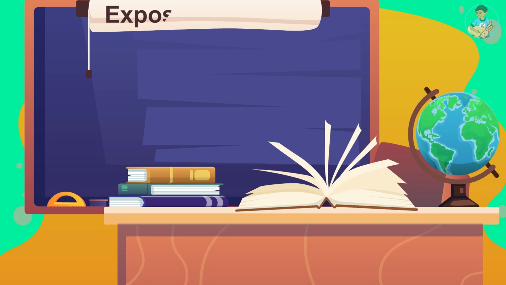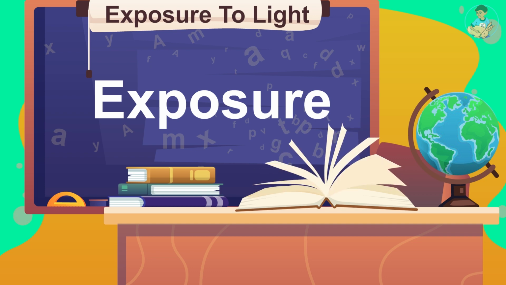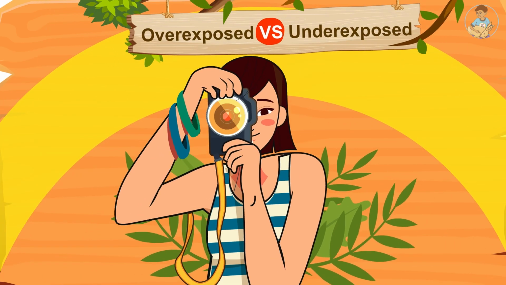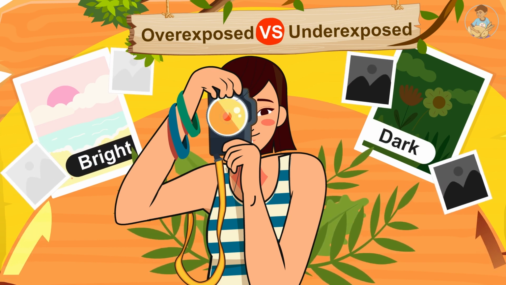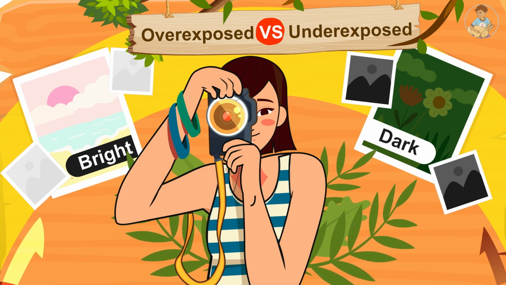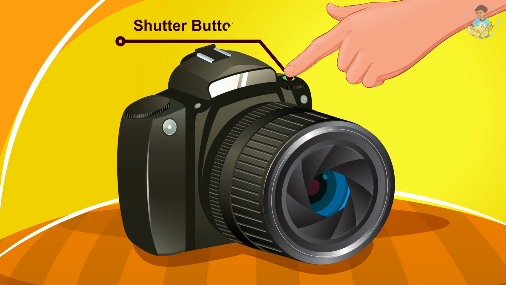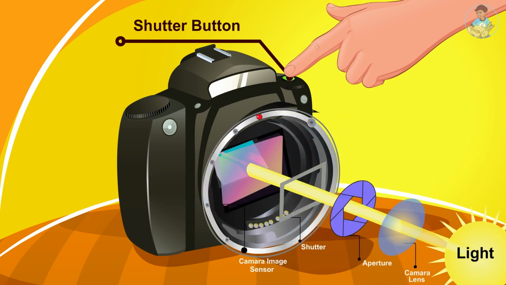The dictionary definition of the word exposure is the state of being exposed to something. In our case as photographers, that something is light. In photography, the exposure will determine if the image captured is too bright, that is overexposed, or too dark, that is underexposed. Once you press the shutter button to open the camera's aperture, light rays stream in and reach the camera's sensor.